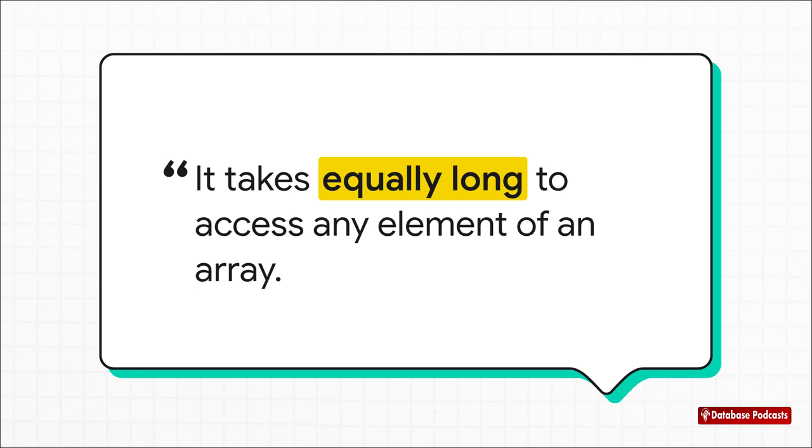It doesn't matter if we want the very first element in the array or the 5 millionth element. The computer can jump directly to any index in the exact same amount of time. This is incredibly efficient, and it's a huge reason why algorithms can process massive amounts of data so quickly.